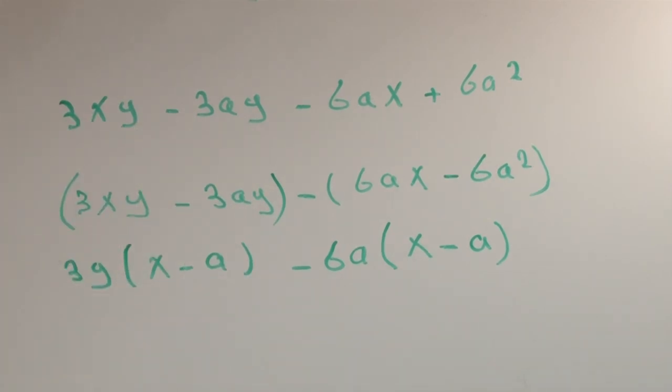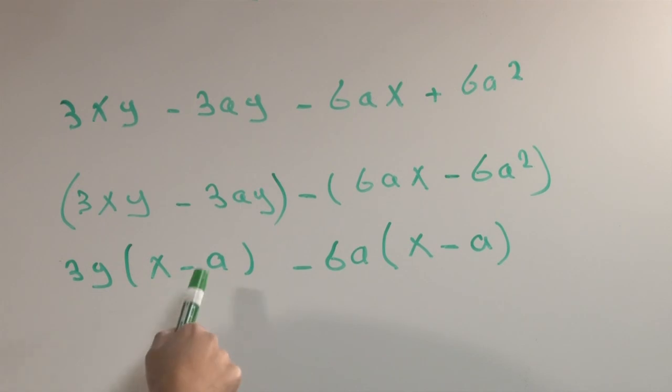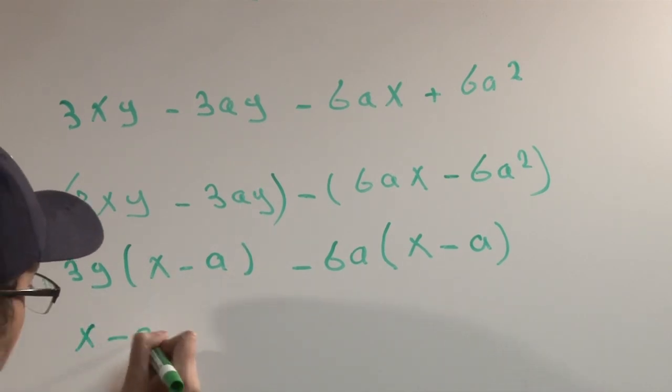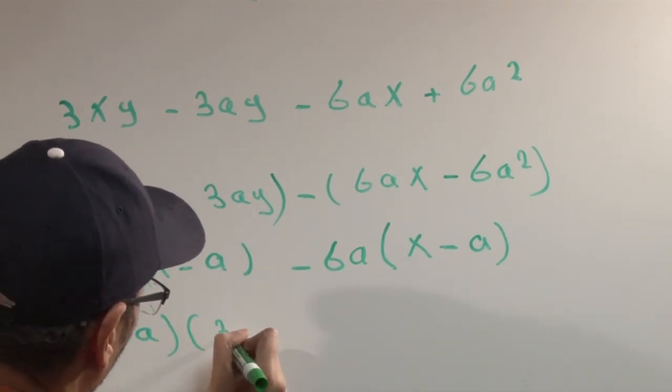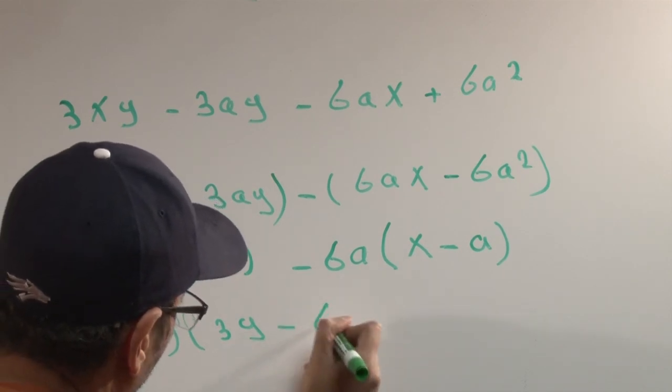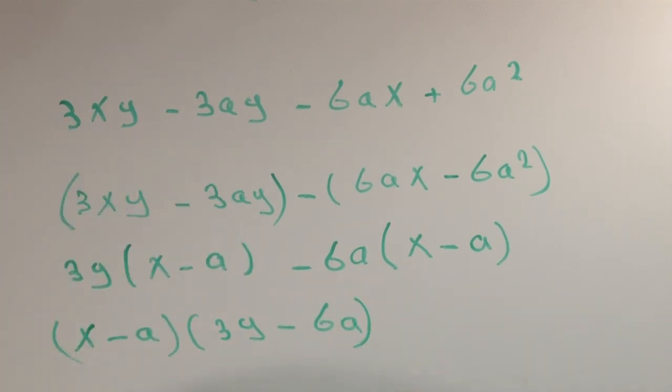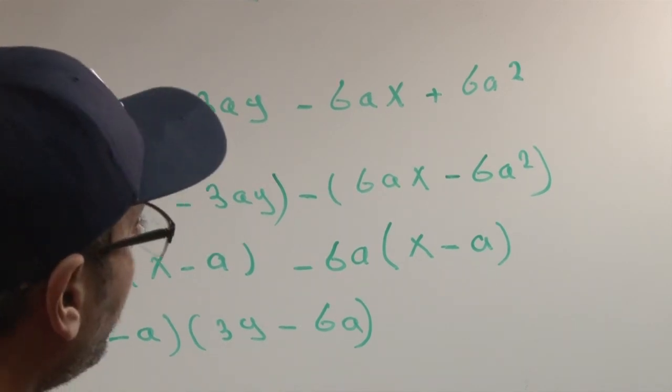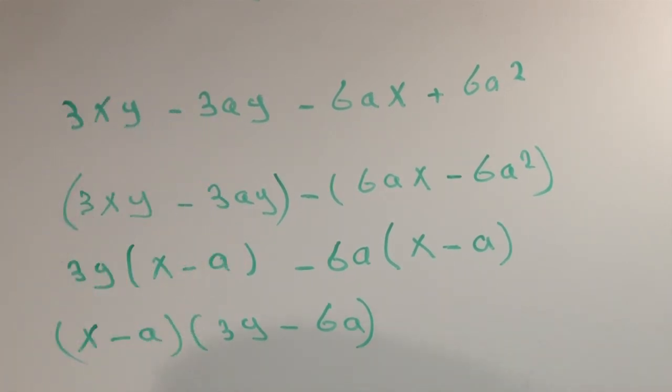Step number 3 says that if there is now a binomial factor in the group, factor it out, x minus a, and that would be 3y minus 6a. And that's it. And by this example, we are done with factor by grouping.